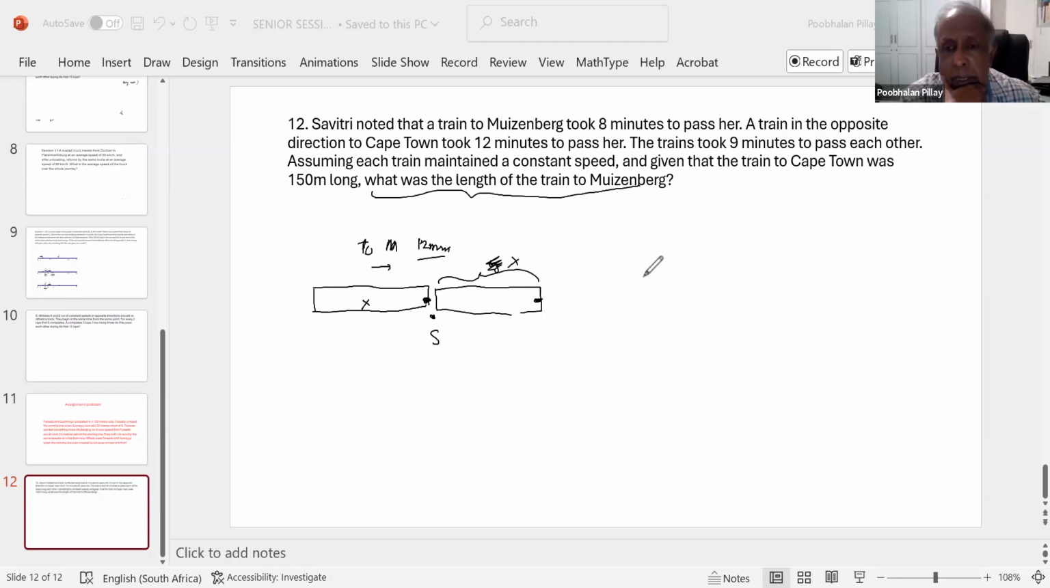Right? So we can work out the speed. It took 9 minutes, you see. So we're working in minutes and meters. All right, so suppose we call this x meters. It's not kilometers per hour now, it's meters per minute. Those are your units. So it covers x meters in 9 minutes. The train to Muizenberg covers x meters in 9 minutes.